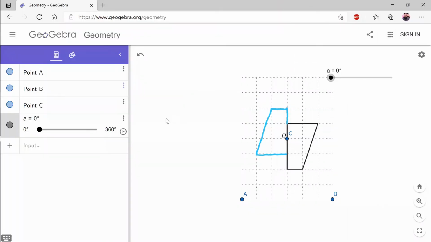So in order to show how this figure has rotational symmetry of order 2, I'm going to take help of a software which is GeoGebra. I have pasted the image here. Now I'm going to rotate this object through a complete rotation of 360 degrees.